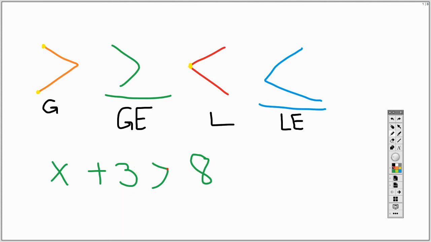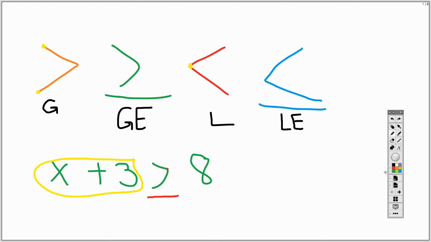Now, if I put a little line here, that means greater than or equal to. So that would mean that x plus 3 is larger than 8, or it's equal to 8. So the line just means equal to. You can see the difference between the greater sign and the greater or equal sign is just this line.